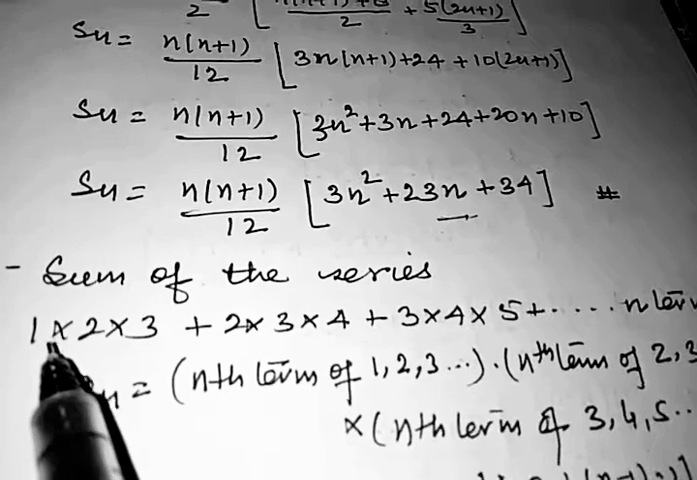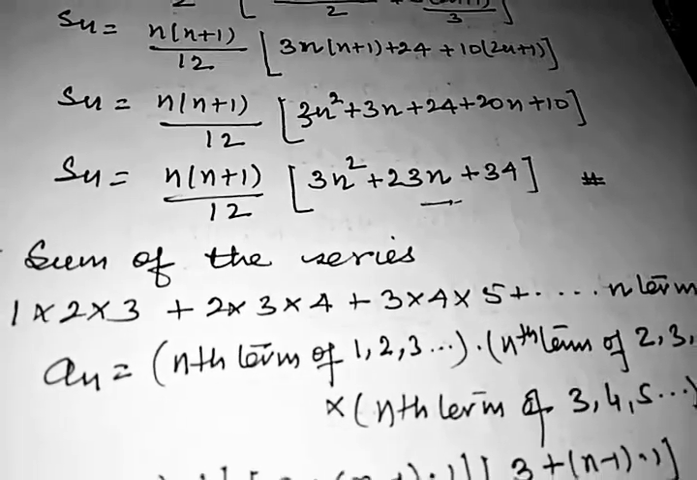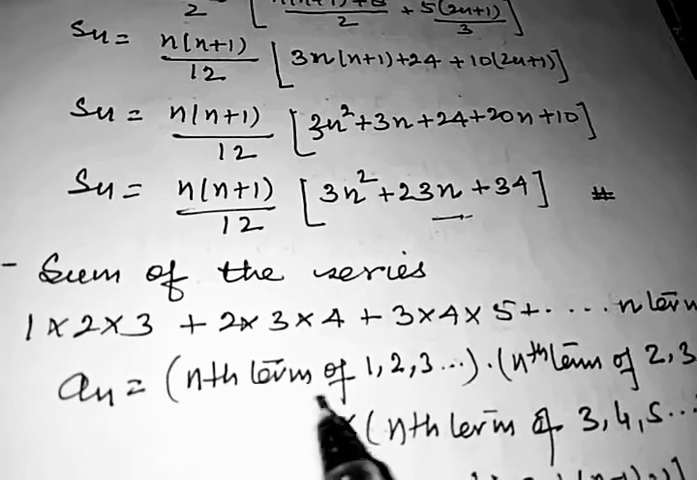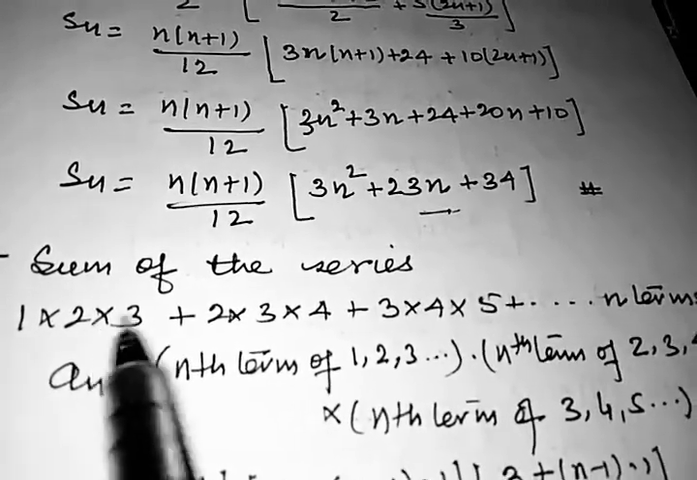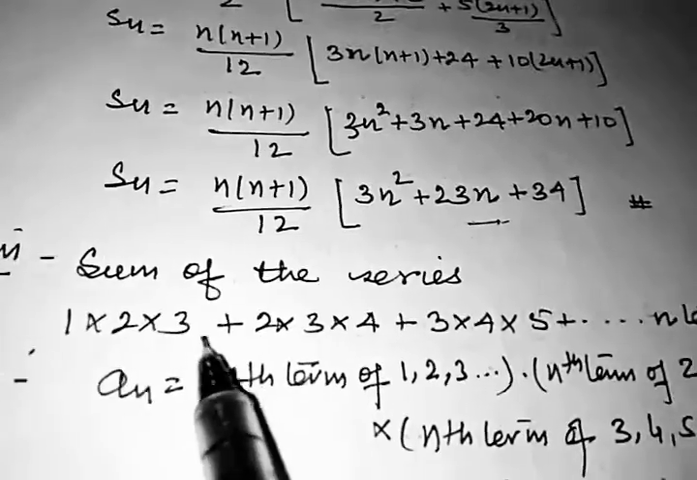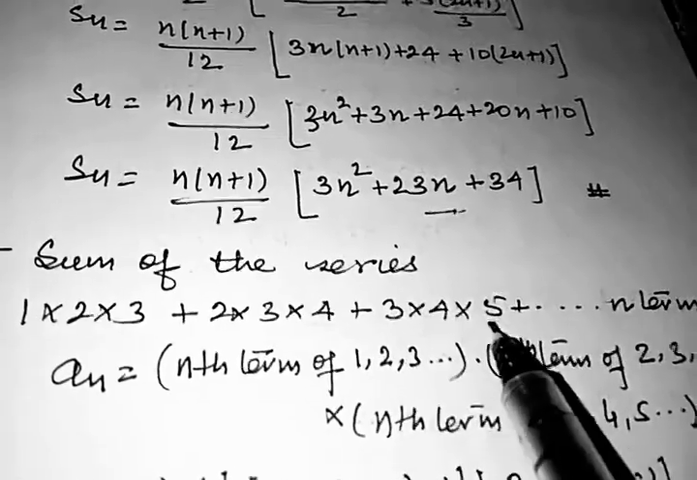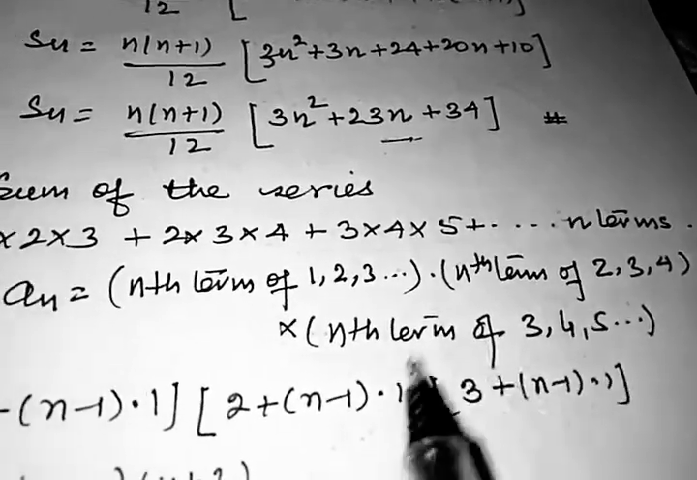it will be 1, 2, 3, and the next will be 4. So the nth term will be the nth term of 1, 2, 3, 4, etc., then into 2, 3, 4, then the nth term of 2, 3, 4. Then see 3, 4, 5, that will be the nth term of 3, 4, 5, etc. All multiples will be there.